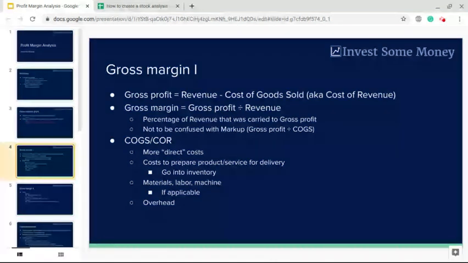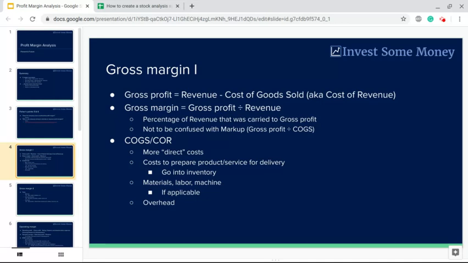Starting with the gross margin, gross profit is what you use to calculate gross margin. And gross profit is revenue minus cost of goods sold, also known as cost of revenue. Depending on the company you're analyzing, they might use either of those two terms, but they're synonymous. And gross margin, of course, is gross profit divided by revenue, the percentage of revenue carried to gross profit, and not to be confused with markup. That is sometimes done, but markup is the comparison of gross profit to cost of goods sold.